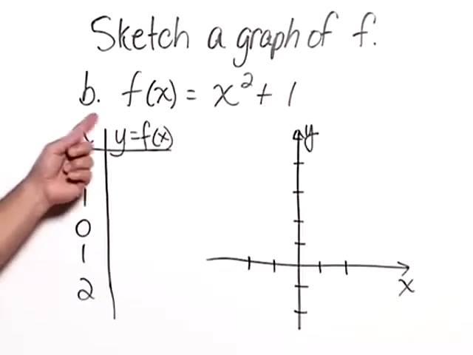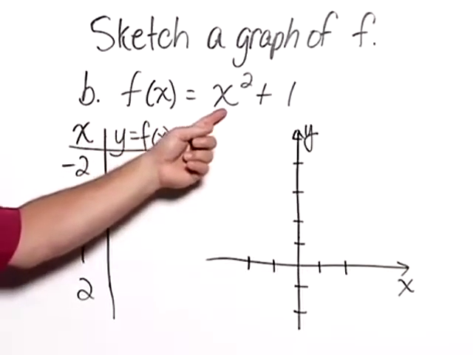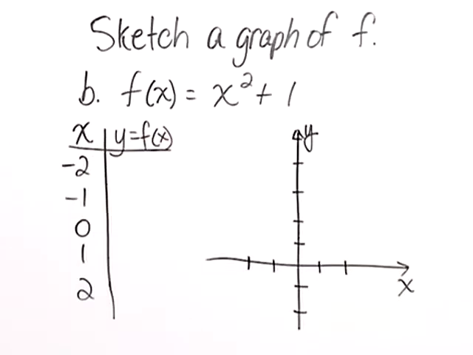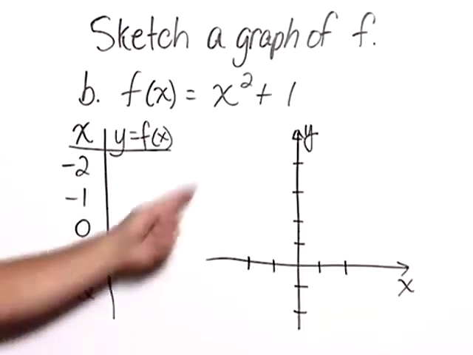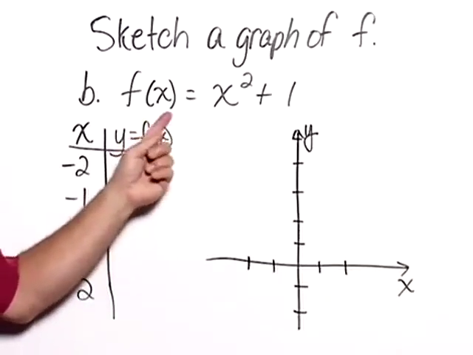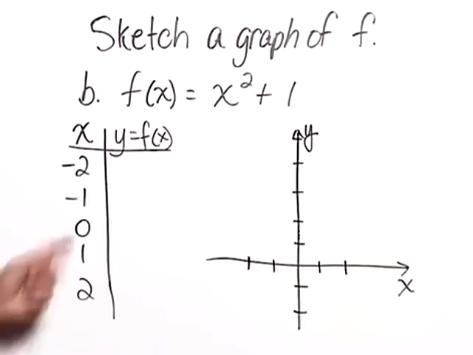For part B, we have f of x equals x squared plus 1. First, we ought to remember that this is the shape of a parabola, so we have an idea of what we're going to draw. Again, we will select values of x, substitute them in for x to calculate the value of f of x. So negative 2.